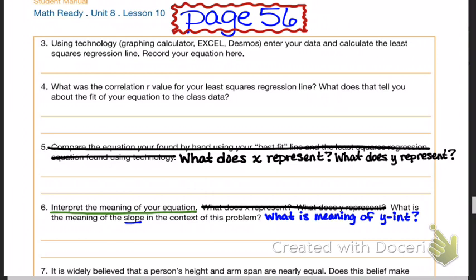Number 4, the computer tells you r squared. You're going to take that number and do the square root of it to get your answer for number 4. You will have to decide whether it should be a positive or a negative based on your line. Does it have a positive slope to it or a negative slope? So square root this number? Yes. Square root that number right there.